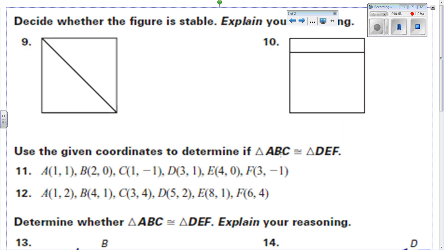Next figure, decide whether the figure is stable. This one has the diagonal running to it. So that would be a yes. This one does not have a diagonal running through it. So we're going to say no. Remember, congruent triangles make it stable.